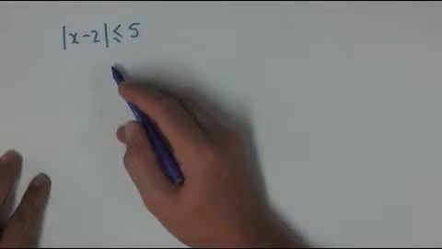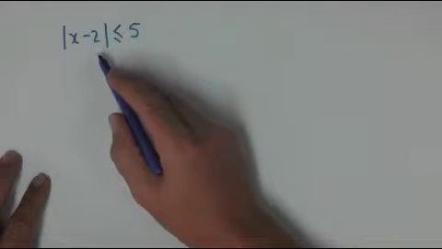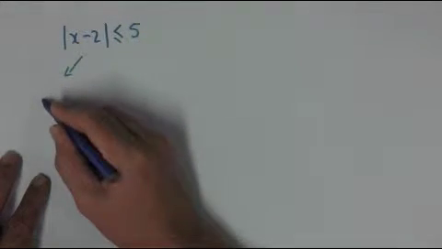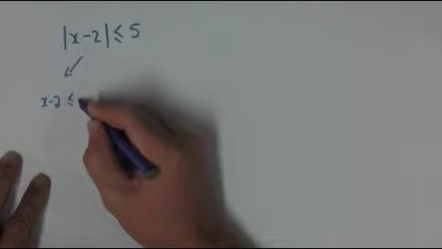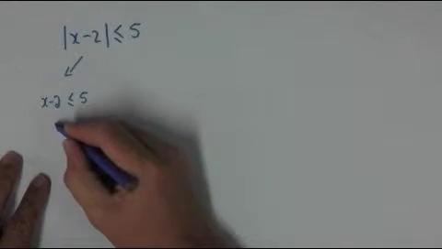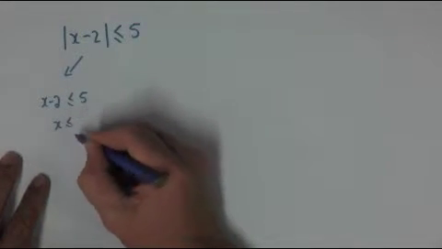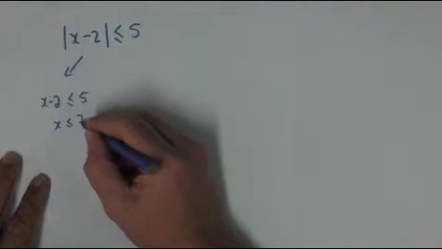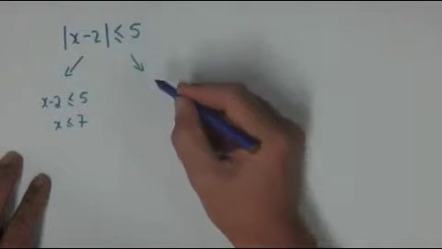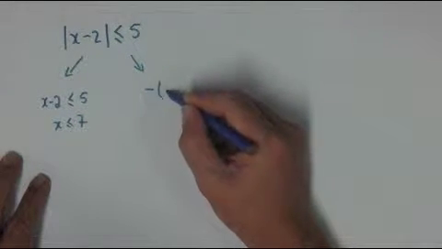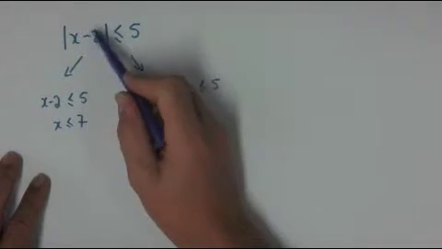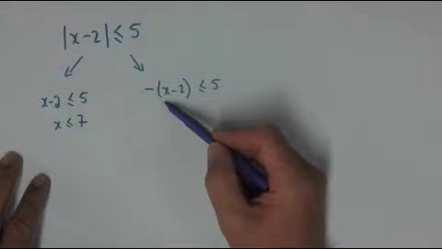But I want to have a look at the idea that both of my situations here could be a negative answer. Because of the absolute value, x take 2 could be less than or equal to 5, and therefore x is less than or equal to 5 plus 2, which becomes 7. Or I could also look at it that the negative of x take 2 is less than or equal to 5. So I've looked at both of these situations, one being the positive, one being the negative.